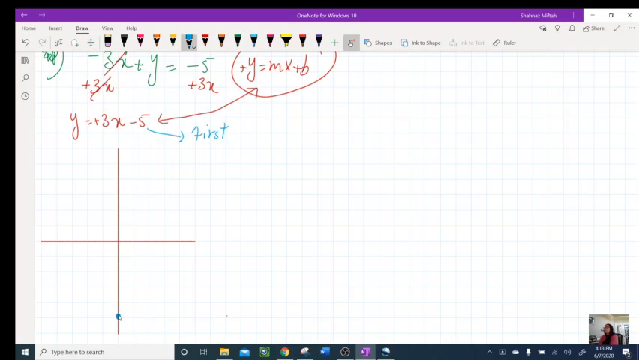Okay. And my slope is positive. So I'm rising 3 and I'm running 1. I'm counting these spaces, by the way. 1, 2, 3, and 1, 2, 3, and that's 1. And you connect the dots, and that's your graph for y equals 3x minus 5. You always graph the y-intercept first, guys. Don't miss that.